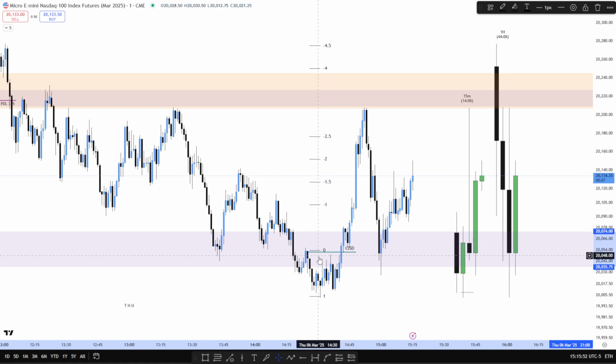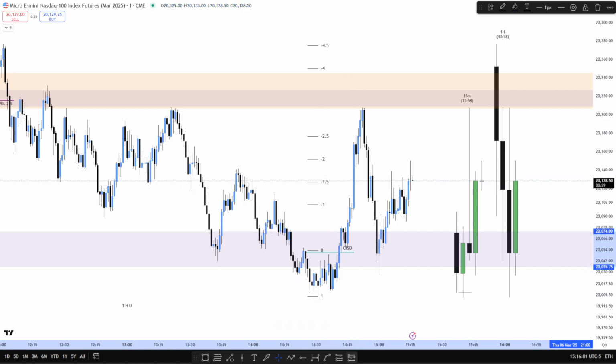The projections really help out a lot, and they've helped me really kind of hone in on targets and where to get out at. And let's see here.